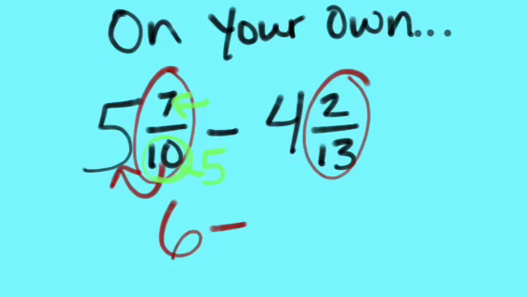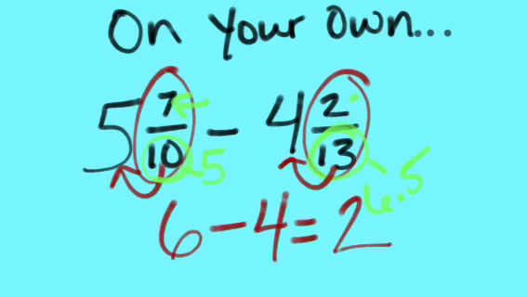Now let's come over here. 2/13. 13's an odd number, right? Well, what that means is my halfway point is 6 1/2. Well, look at my numerator. It's only 2. That's way below my halfway mark. So that is not more than half. So that means my mixed number is going to stay the same. So when I think about 6 minus 4, my estimation is 2.